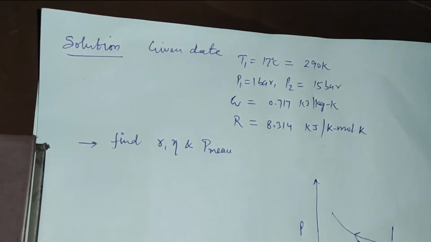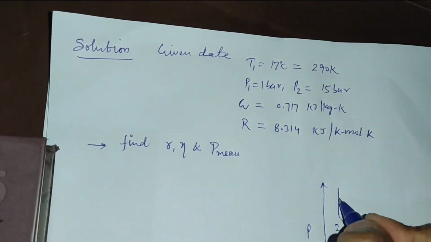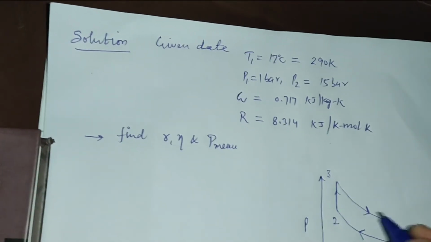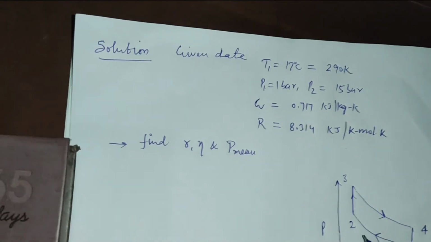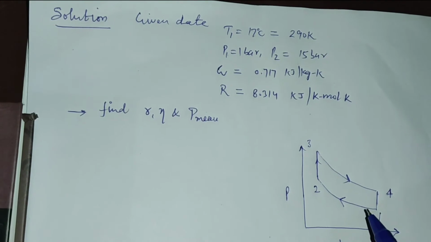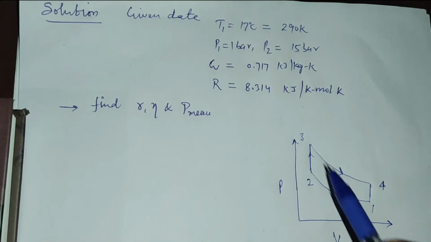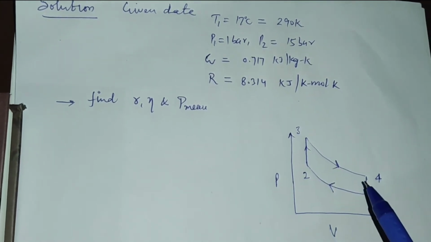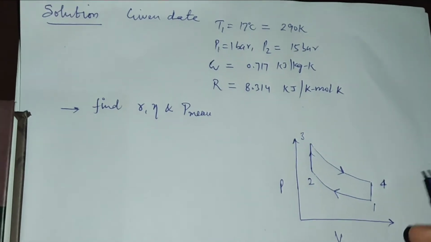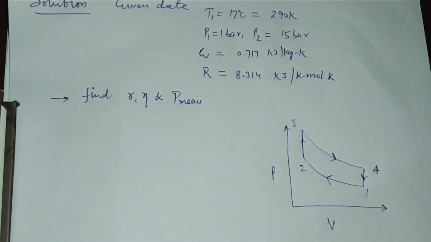This is 1, this is 2, and this is 3 and this is 4. 1 to 2, 2 to 3, 3 to 4, 4 to 1. There are 4 processes. 1 to 2 is isentropic compression process, 2 to 3 is heat addition at constant volume, and 3 to 4 is isentropic expansion process. Okay, and 4 to 1 is the heat rejection at constant volume.